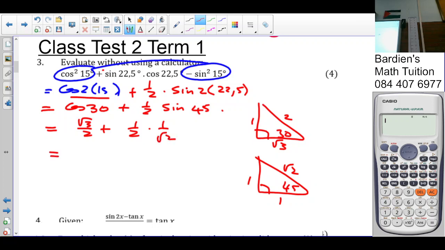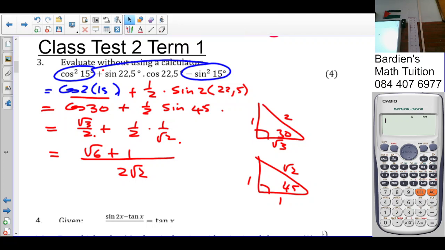Okay? I would have given you full marks there. But if you go further, your LCM here is going to be 2 root 2. So that must be multiplied by root 2, so it's going to be root 6. That must be multiplied by 1. So there we go, root 6 plus 1 over 2 root 2. If you want to rationalize the denominator, it's going to be 2 root 3 plus root 2 over 4. I think. Yeah. Okay. Any confusion here?